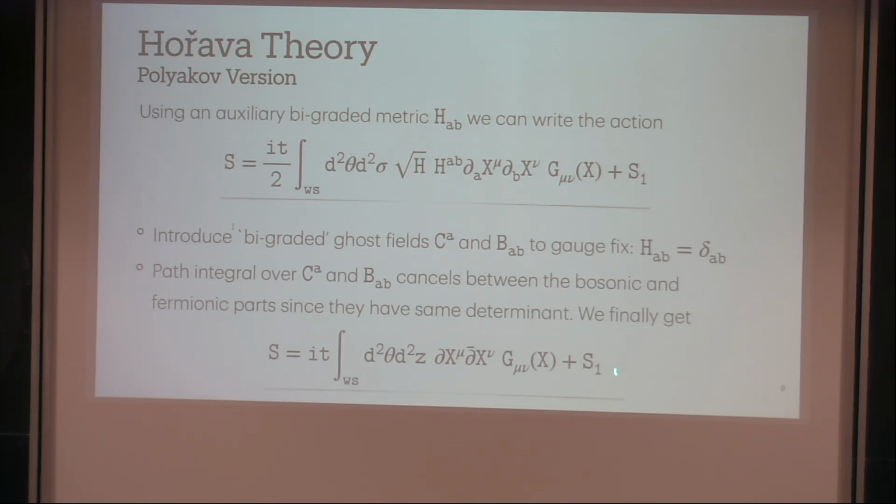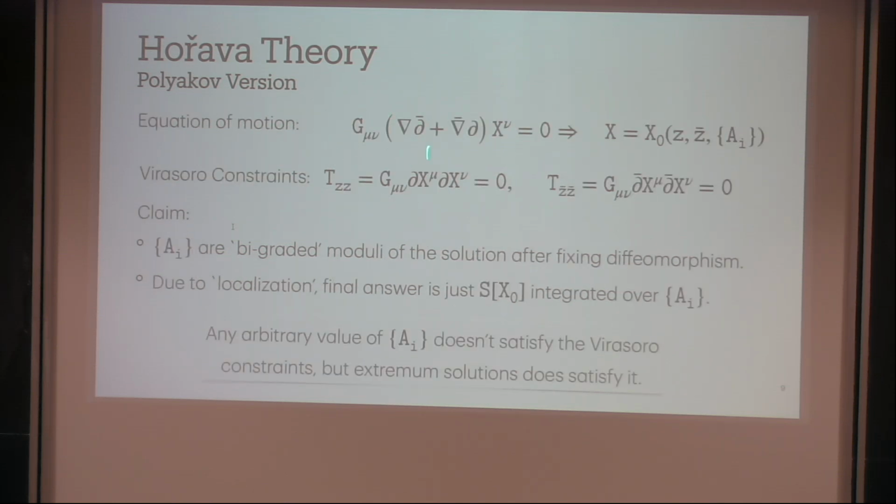So the action is very simple, and now let's say the equation of motion for this action is this. Generically, the solution looks like this, where it is a function of z and z bar both, since it is not holomorphic or anti-holomorphic, and also can depend on AI parameters. Now we have to integrate over all these AI parameters.